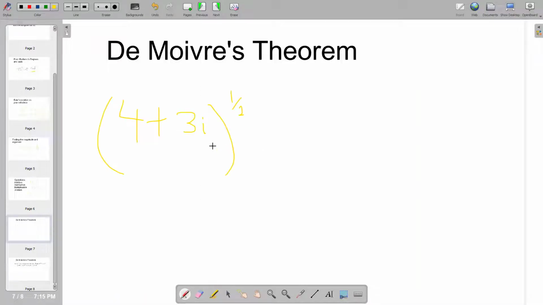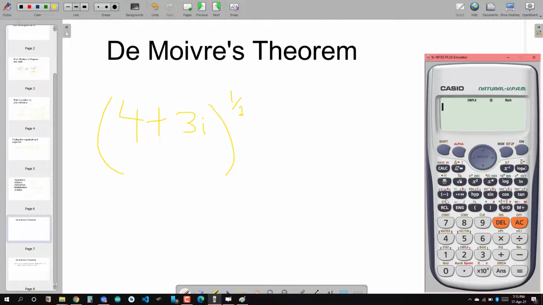If you're given 4 plus 3i raised to the power half, or to find the square root of 4 plus 3i, you unfortunately cannot directly solve this in our calculator, as we are going to see. So bracket open, 4 plus 3i raised to the power 0.5 or half. This gives us a math error. So we need to combine our knowledge of De Moivre's theorem with our use of the calculator.